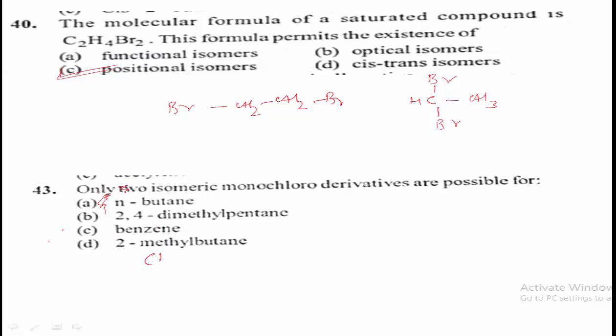Yes, I write one structure: CH3, CH2 and CH, here CH3, is it right? And here one Cl is attached. Mono substituted, only two isomeric monochloro.